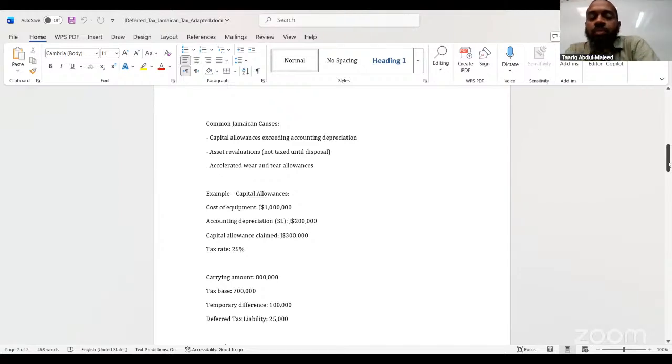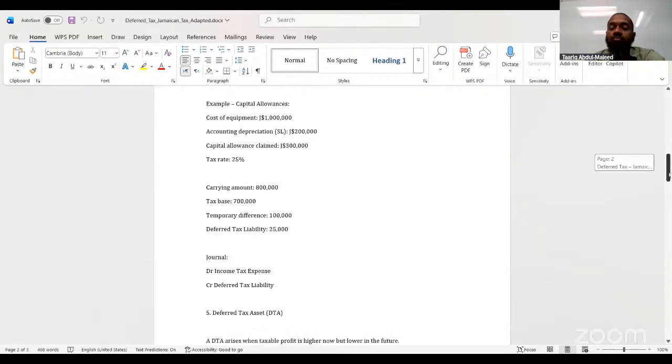So an example: the cost of the equipment is $1 million. Your accounting depreciation is 200,000, but your capital allowance is 300,000. The tax rate is 25%. Then what you have on the balance sheet is 800,000 in your books, right? So on your SOFP, 800,000. But the tax base, when you look at the capital allowance schedule, the written down value, is 700,000. So there's a difference between the two values of 100,000. Because there's a difference, you apply the applicable tax rate, which in most cases is 25%. So 25% of the difference gives you a deferred tax liability of $25,000. How do you account for it in your books?